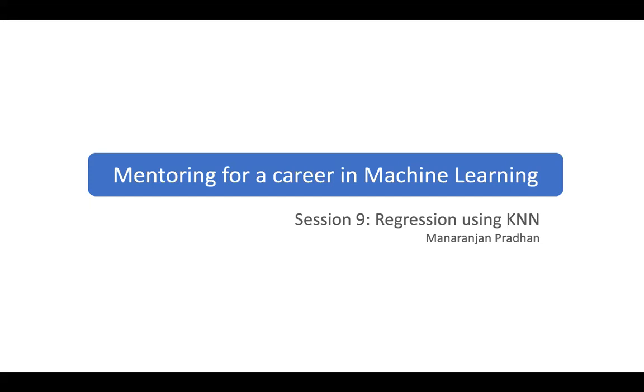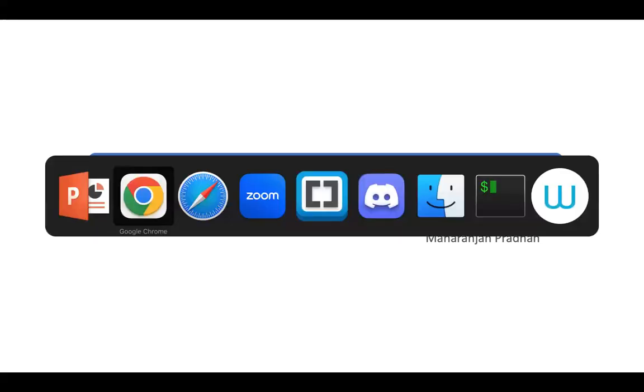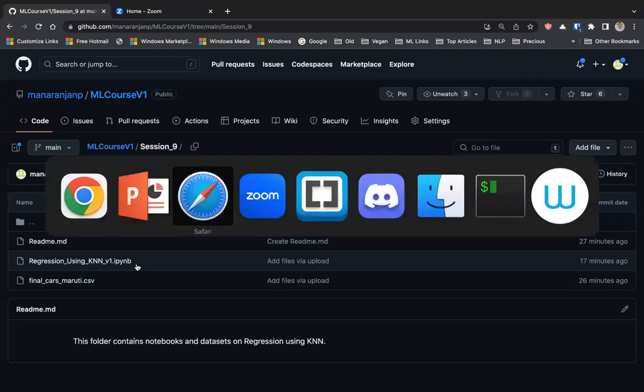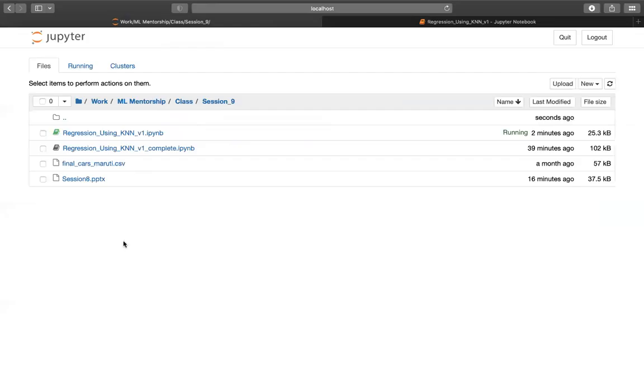For this session, I have uploaded notebooks to a new directory that I have created called session 9. There is a new notebook called regression using KNN v1.ipynb. So let's go to that particular notebook and open that in the Jupyter notebook.